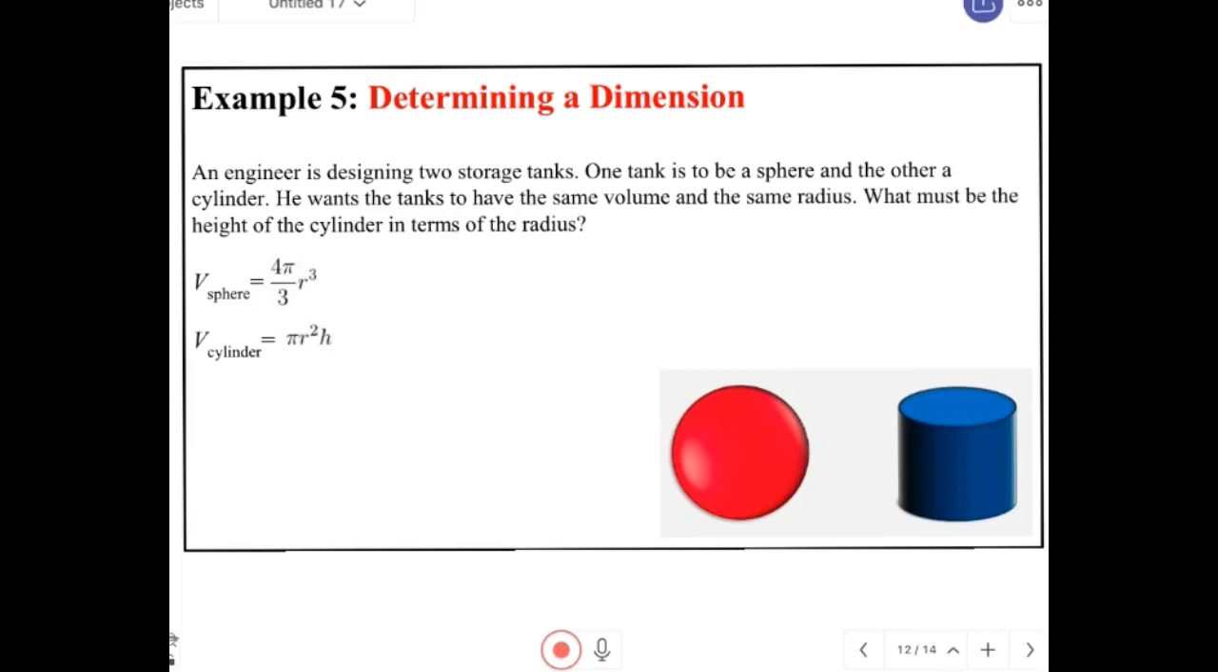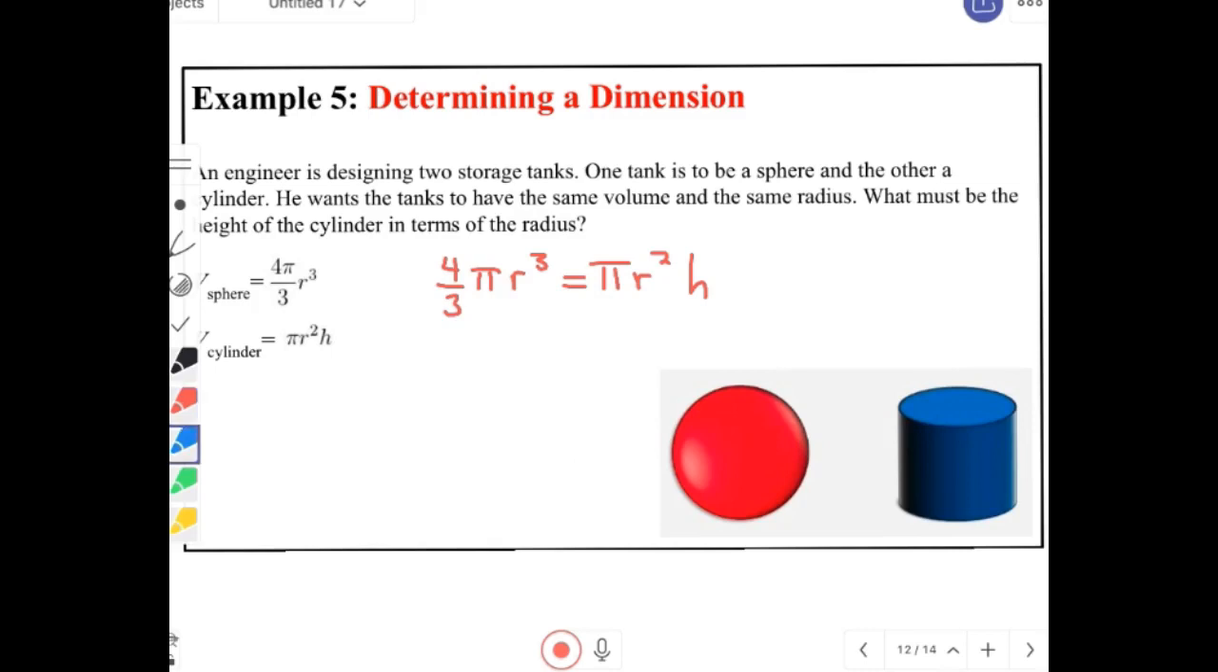So I have the volume of both of those pieces there. If the volume is going to be the same on both of these storage tanks, then what we're going to end up doing is setting them equal to one another. So that means we're going to have 4/3 pi r cubed equal to pi r squared h, and we're solving for h. We want the height in terms of the radius.